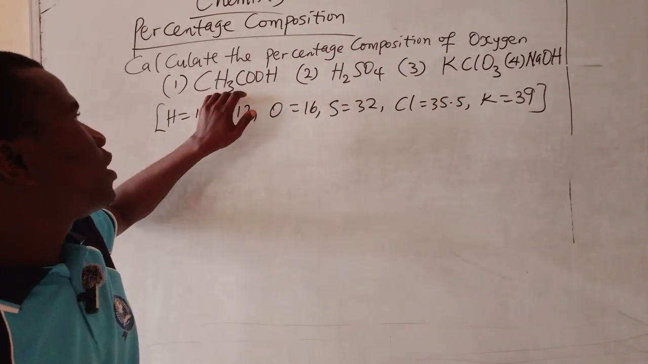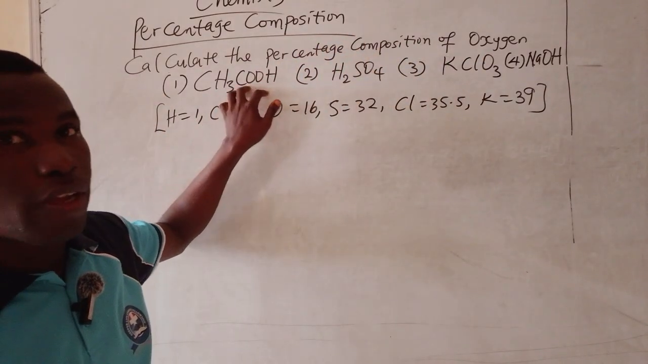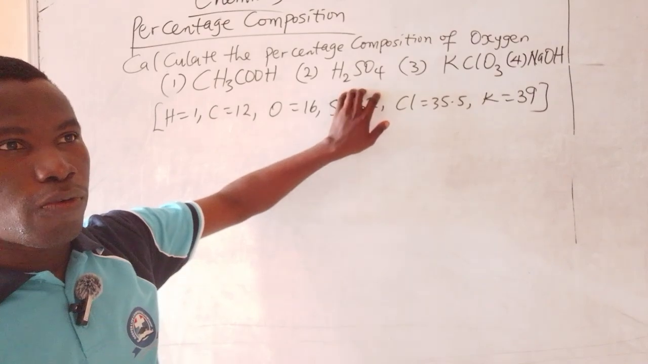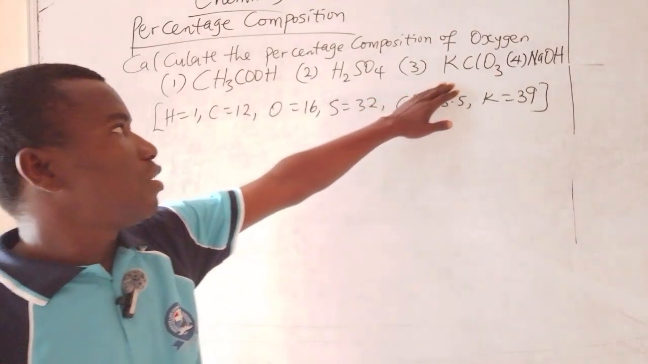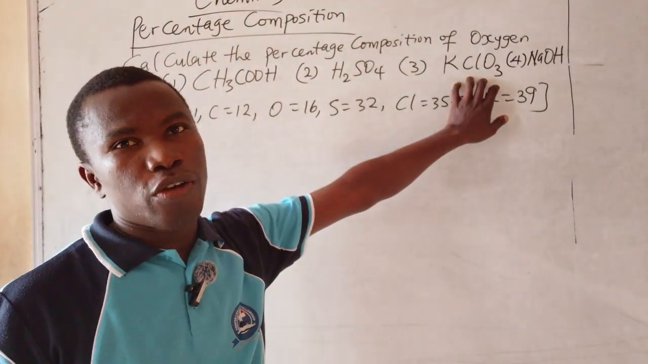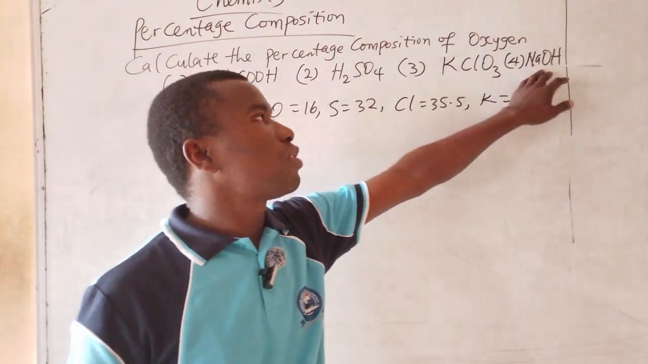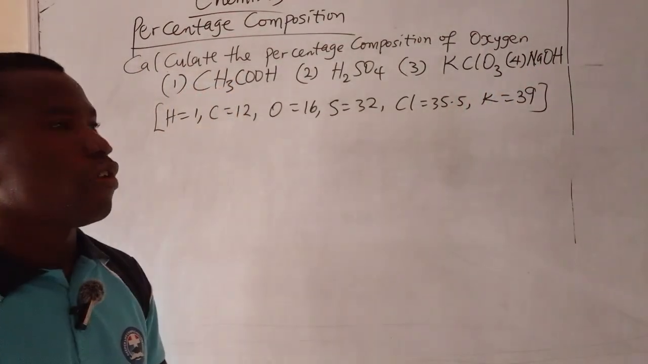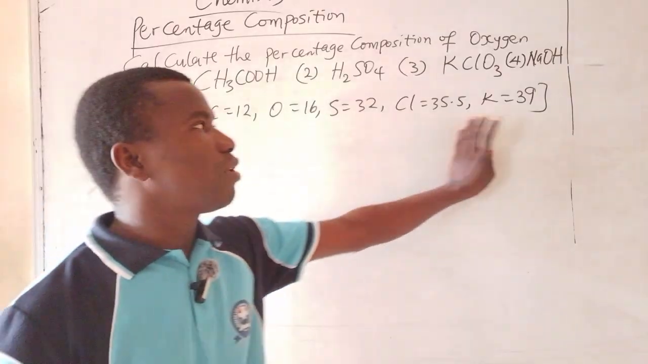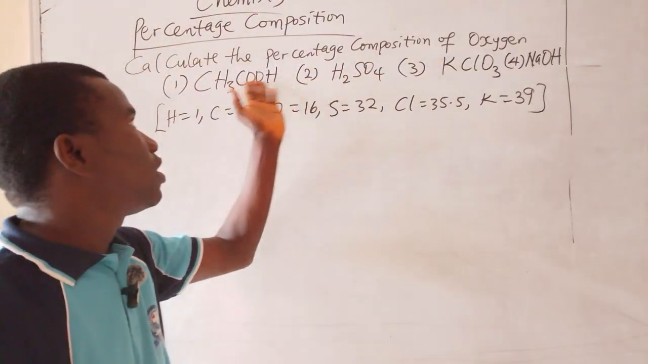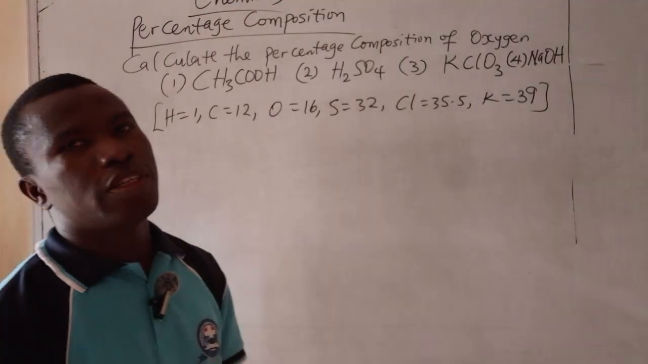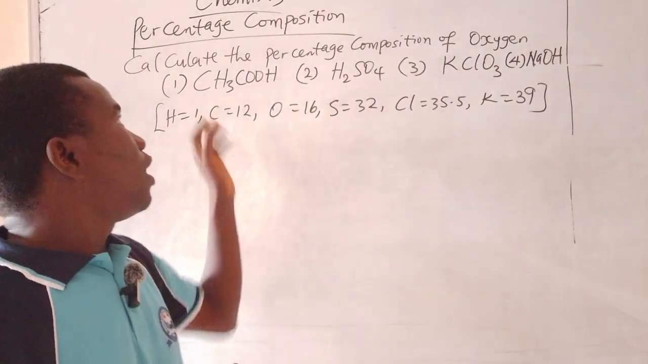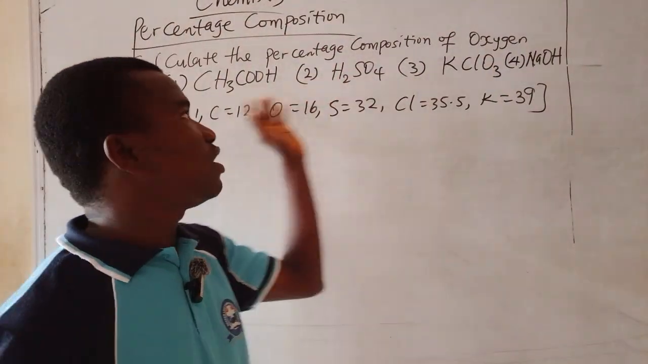We have CH3COOH, which is ethanoic acid. We have H2SO4, tetraoxosulfate(VI) acid. We have KClO3, trioxochlorate(V) salt, and then we have NaOH, which is sodium hydroxide. So these are the various relative atomic masses of each of the elements, and we are going to calculate their percentage composition in each of these compounds.